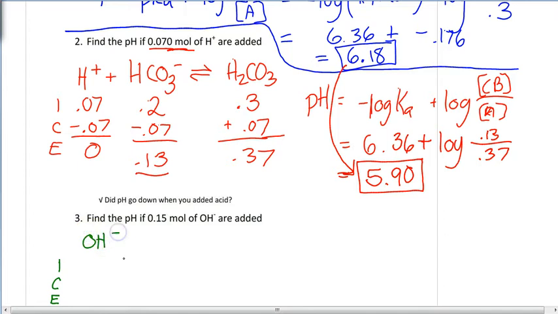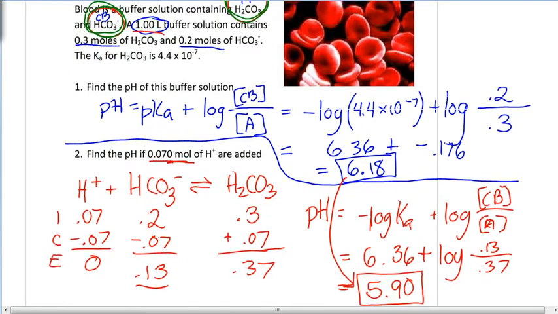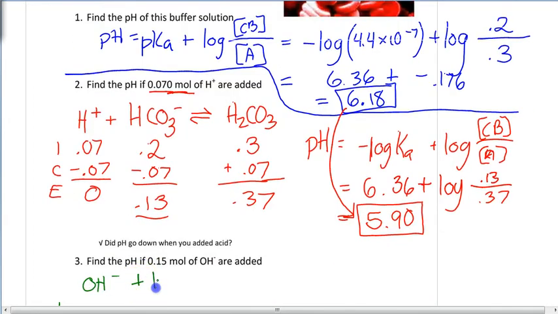So if we add OH minus, which part of our buffer solution will be sent out to attack it? Will it be the H2CO3 acid, or will it be the conjugate base HCO3 minus? Remember, it will be the acid, so we'll send out the H2CO3.